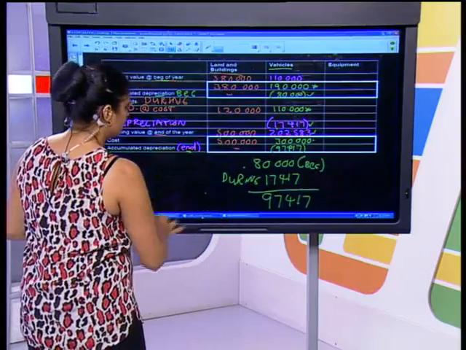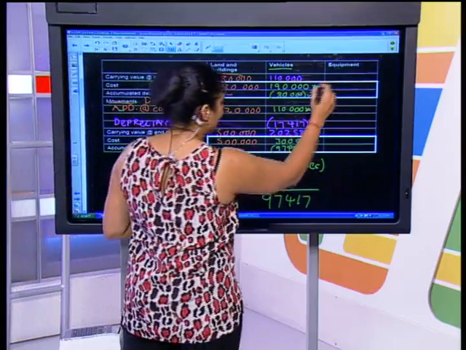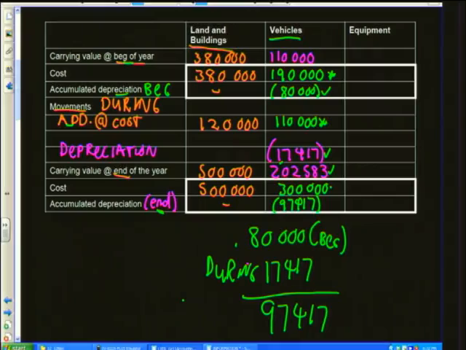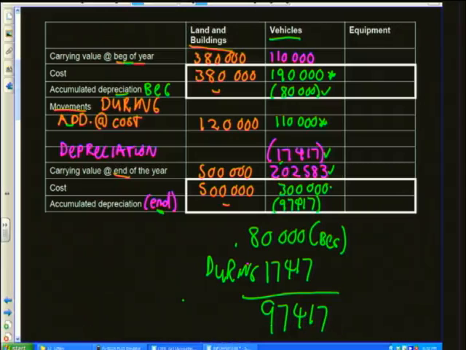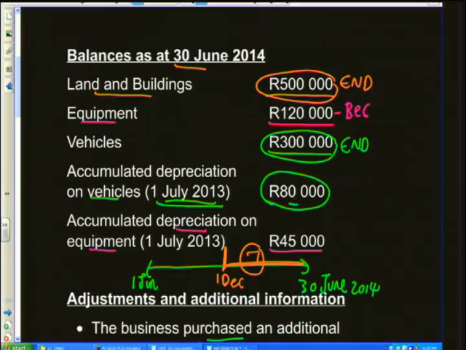So back to, there we go. Equipment at the beginning of the year. I need to go back to that amount, 120,000. So let's fill that in. My cost at the beginning of the year is 120,000. Accumulated depreciation that I've written off thus far.